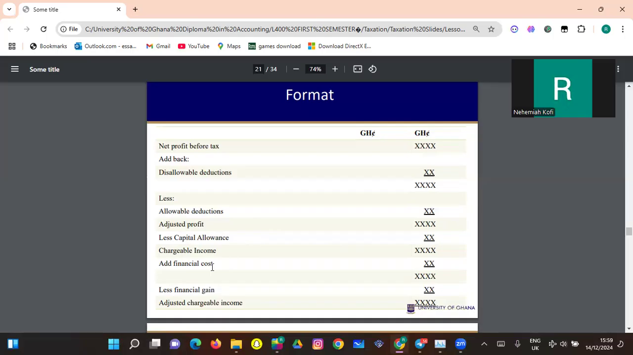Then you add your finance cost, right? Because finance cost in your profit and loss account was deducted, right? So now you come in and add it. Then finance gain was what? Added. So now you come in and less it to get your adjustable chargeable income.